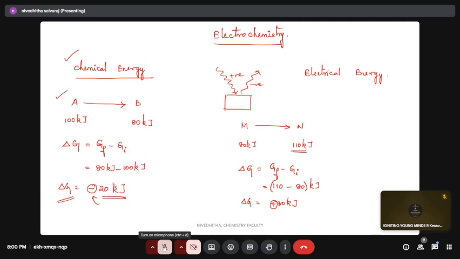Can anyone guess the answer? My question is, according to Vedant, and he's right, for a spontaneous reaction, the sign of delta G has to be negative. He is right, but I want the justification. Why does it have to be negative?